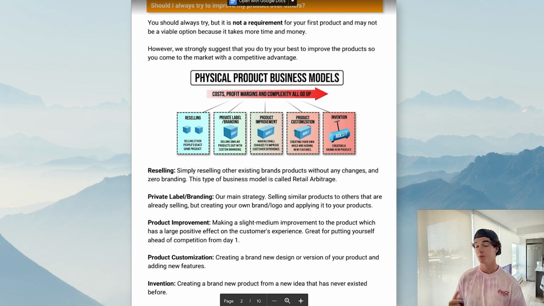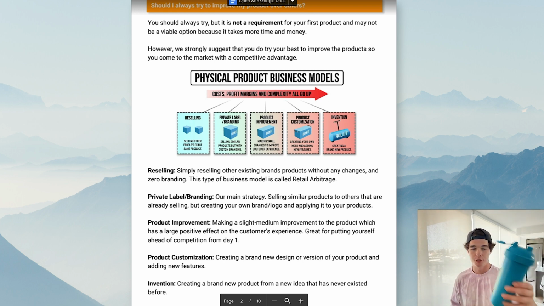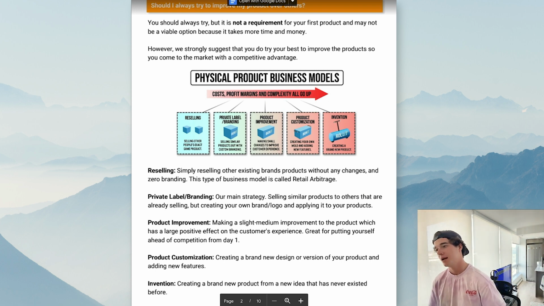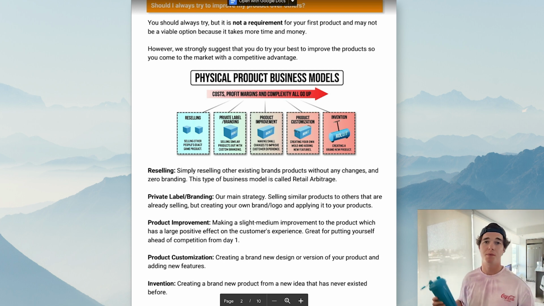So, physical product business model. There are several different tactics that you can take when it comes to e-commerce and selling physical products in general. As you go from left to right in the schematic that I'm showing you right now on the computer screen, things get harder, but the barrier to entry gets greater, right? Anybody can go on Alibaba, find a random shaker and ship 1,000 of them to Amazon USA or Canada. But at the end of the day, a shaker's a shaker. There's no competitive advantage here.